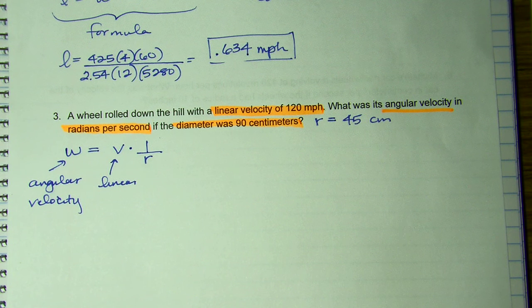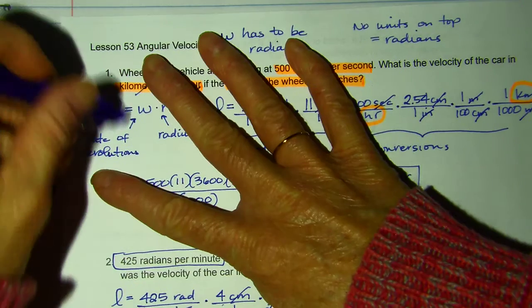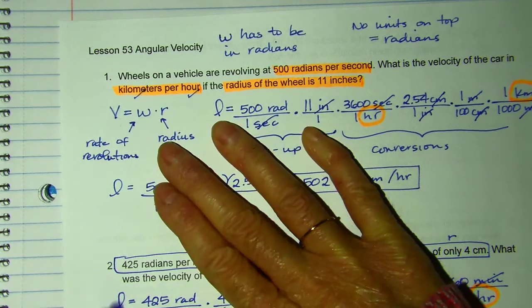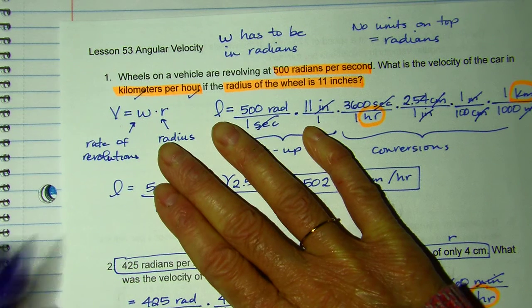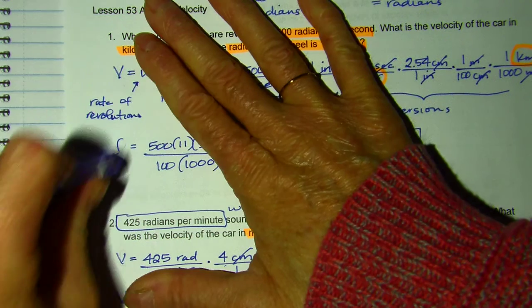And I don't know why I put, oh, and that's technically, I've been writing L, but it's technically V. And I don't want that to confuse you later. But my V is linear velocity.